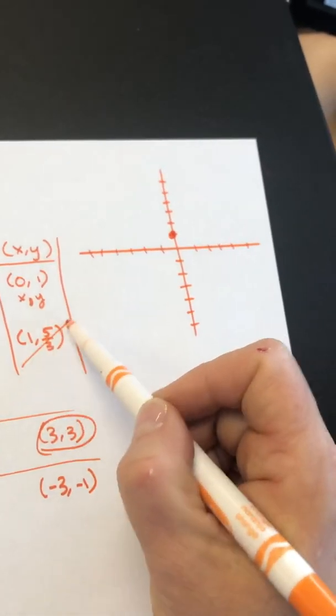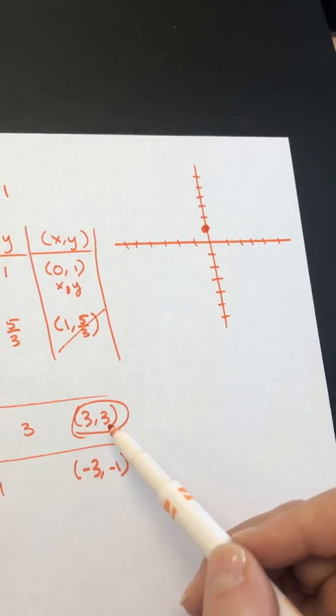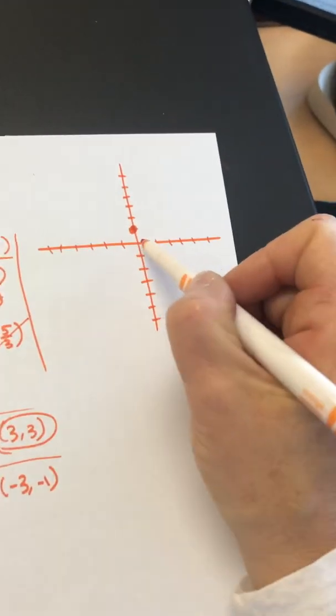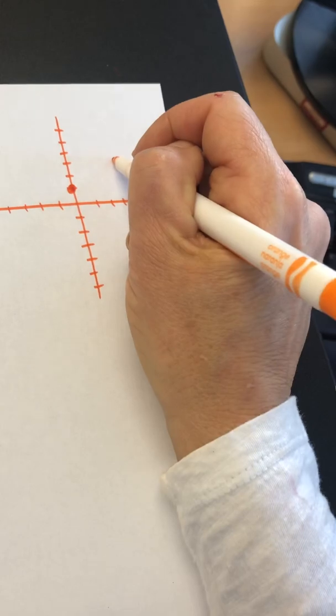And then I'm going to skip this point because I really don't want to deal with fractions. But I do know the point 3, 3 is on my graph. So I go right 3 and then up 3. So I go right 1, 2, 3, up 1, 2, 3, and you plot your point.